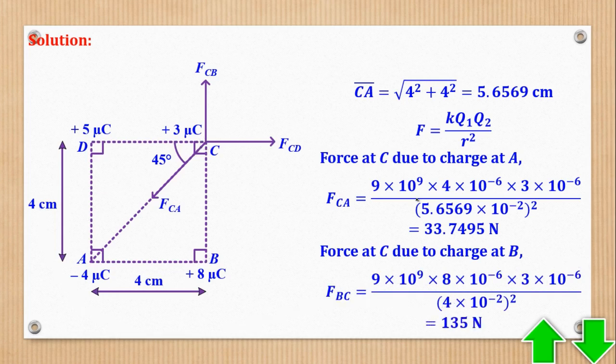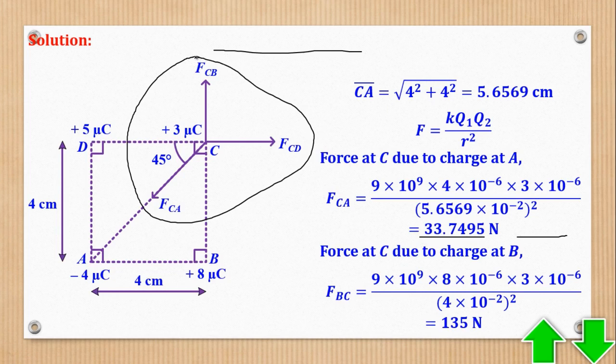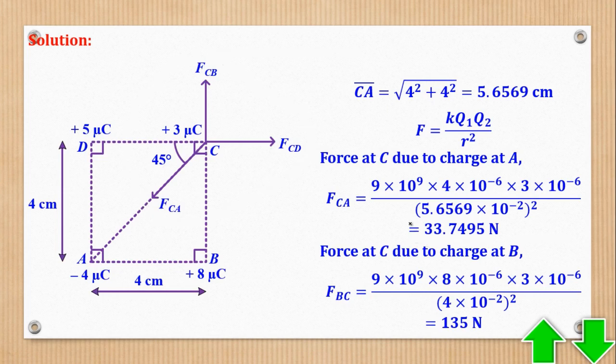Now here, remember when it was a straight line, we were showing magnitude and direction on the same line. But here, we are not showing the direction. Why? It is because we have shown this direction on the diagram. And that is the reason why I told you must redraw the diagram. As long as it's a shape of a rectangle, square, or triangle, you must redraw the diagram. So the directions are shown on the diagram, and here I only calculate the magnitude. So we have got force on C due to charge at B.